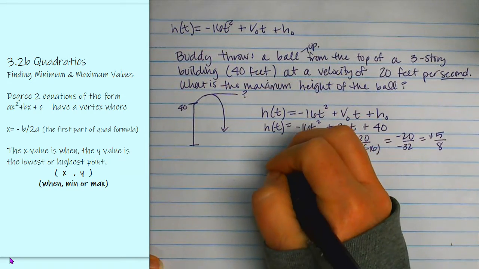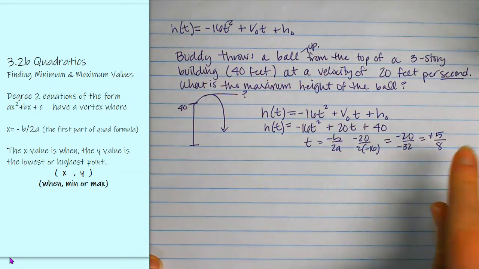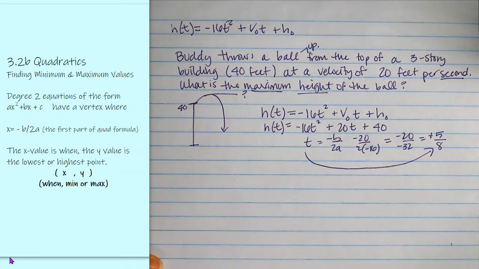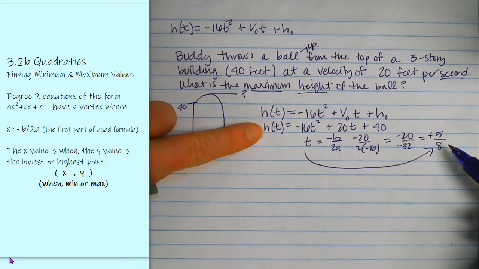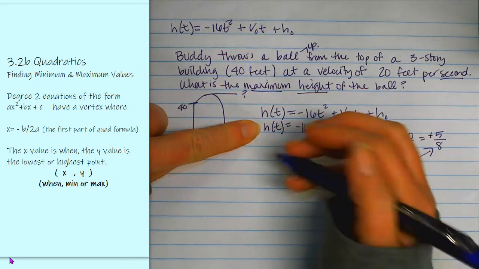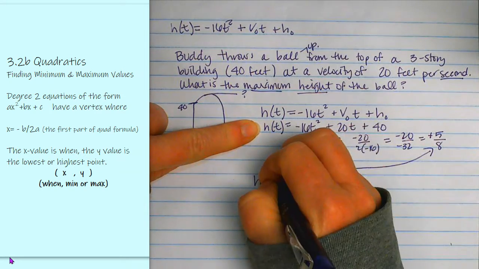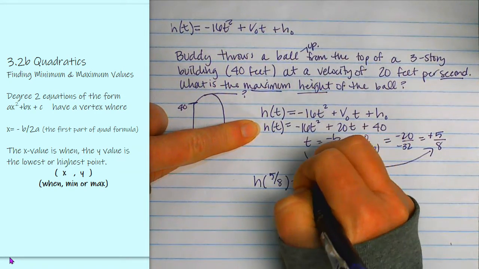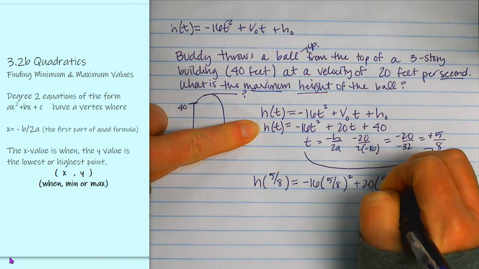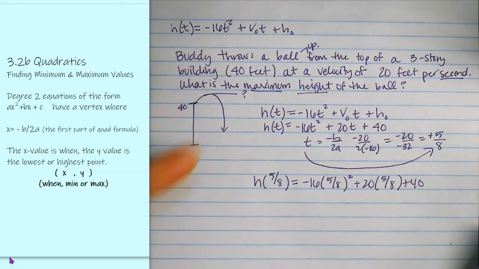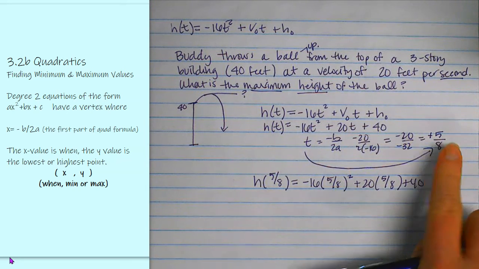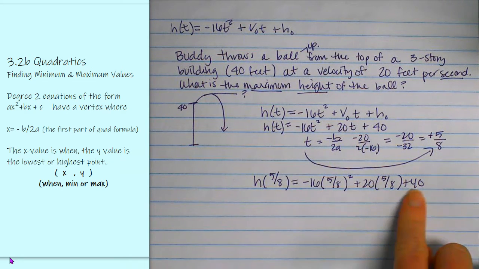So the maximum height, this is the time. The question is, what is the maximum height? Question mark. So we have to take time and put it back into the function to find out the y value or the height. So we're going to plug in h of 5/8 into the equation, negative 16 times 5/8 squared, plus 20 times 5/8 plus 40. So you have to keep in mind where you are in the equation. We found time. This is time, t for time. We have to use time in the height equation to see what happens.